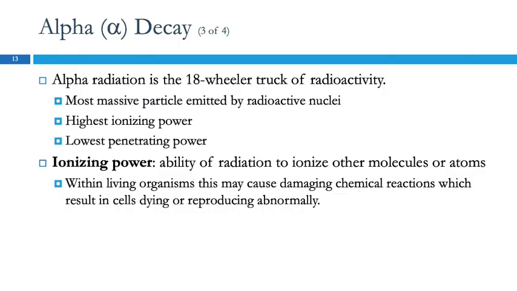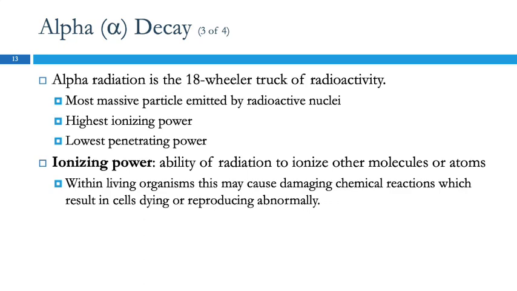So some information about alpha decay. You do need to understand relative powers of alpha, beta, and gamma radiation. They give an analogy in terms of vehicles. They talk about an 18-wheeler truck, semi-truck, and a car and a motorbike. So alpha radiation is the semi-truck of radioactivity. It's big, right? It's a helium nucleus. It's big. And so it has high ionizing power.